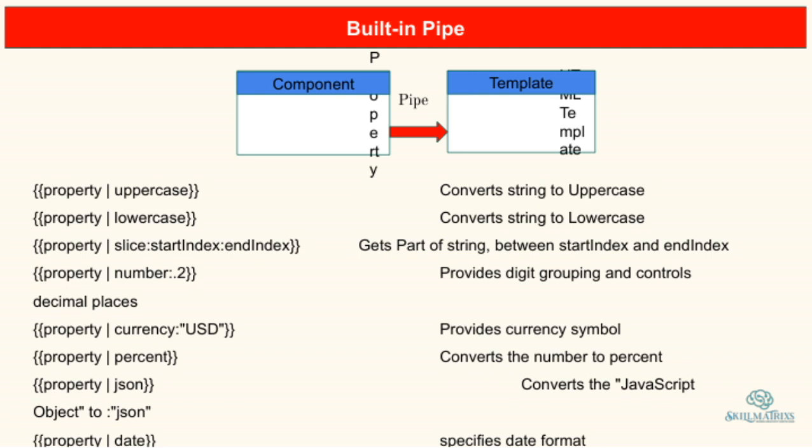Similarly, with ngClass, which is Angular's directive for class binding, we can bind classes conditionally. For example, ngClass equals condition ? true value : false value means that a class will be applied only if the condition evaluates to true, giving us flexibility to toggle classes based on our application's state.